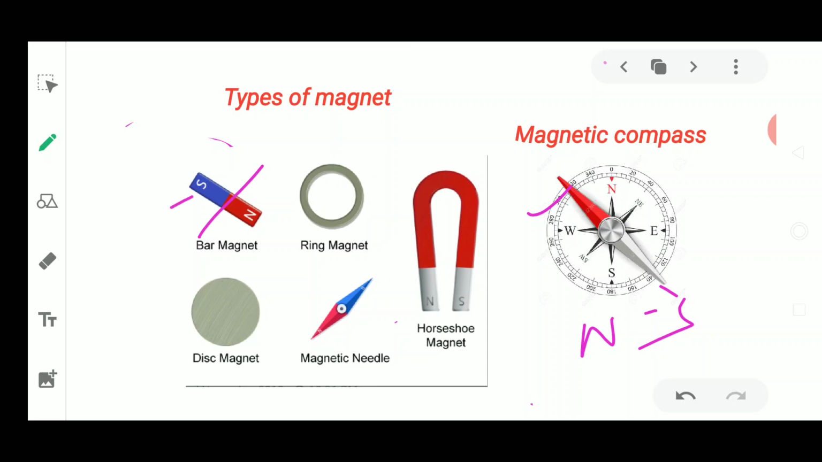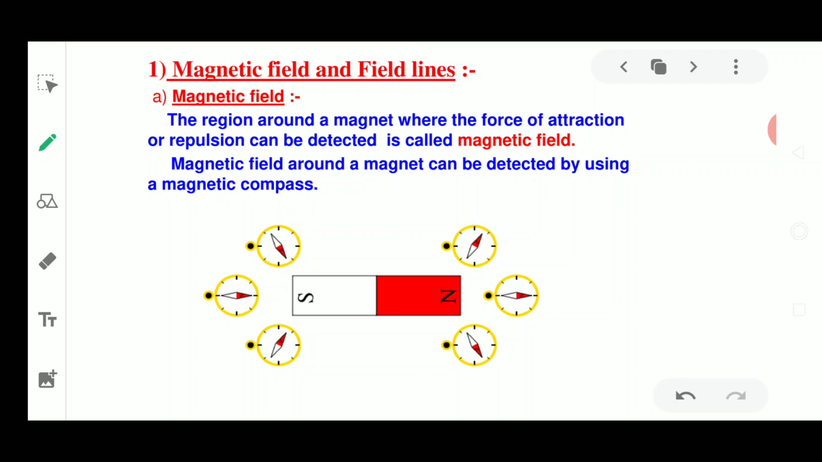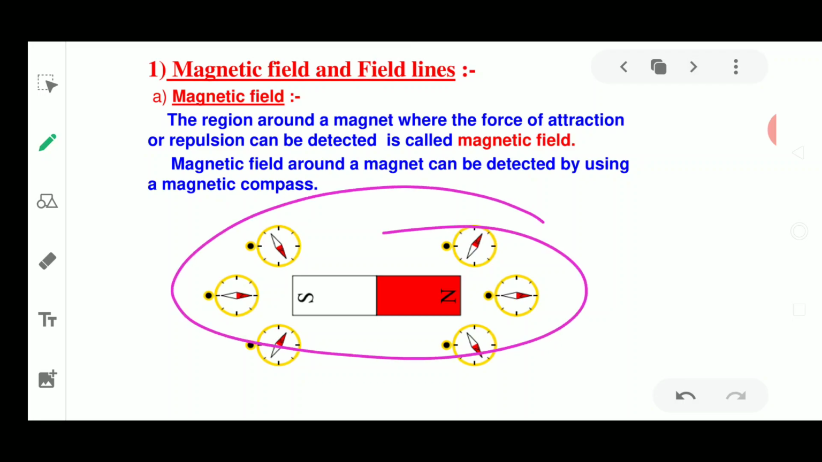And blue shows you the south pole. Okay, the next word which is related with the magnet is magnetic field. Now what is this magnetic field? Magnetic field and its lines. Now what is a magnetic field? Field means a certain space. A field is a place where you go and play, in very simple language. Here, magnetic field means the area around a magnet.